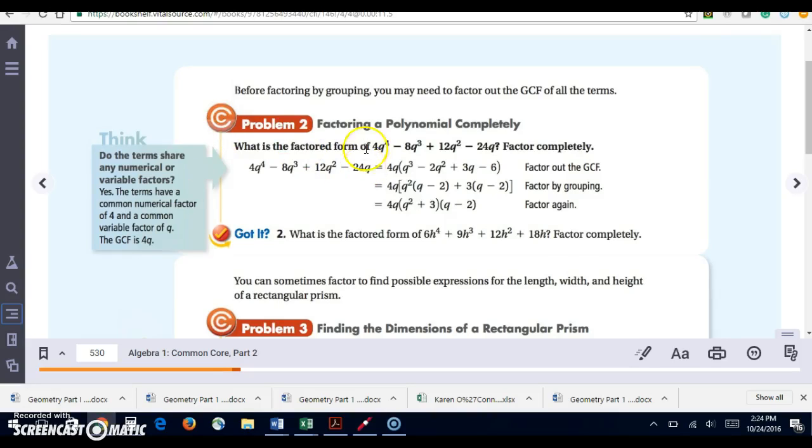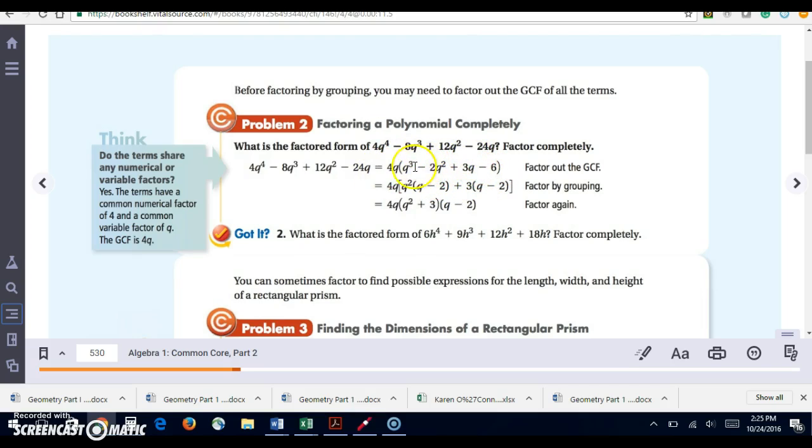Okay, let's take a look at problem 2, factoring a polynomial completely. It says, what is the factored form of 4q to the 4th minus 8q cubed plus 12q squared minus 24q? Factor completely. So I'm going to first factor out, looks like everything, I can pull out a 4q. And so when I do that, I get q to the third minus 2q squared plus 3q minus 6.